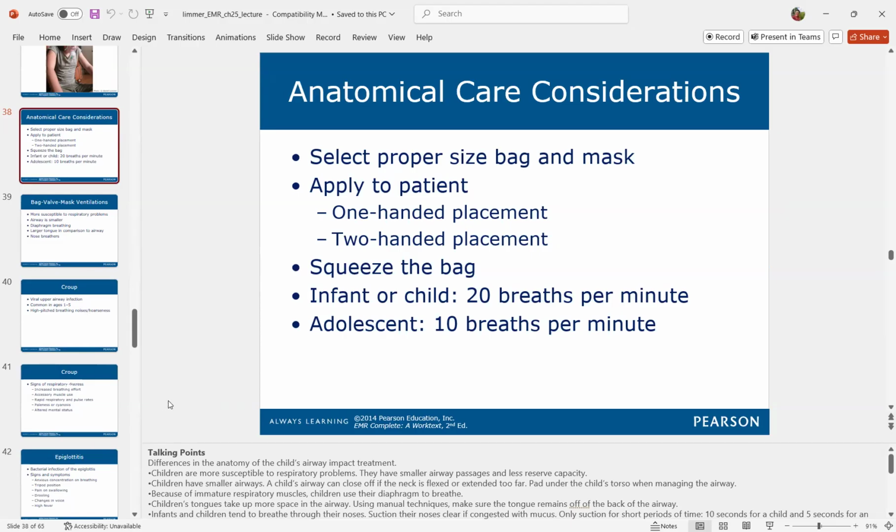Children's tongues take up more space in the airway. Using manual techniques makes the tongue remain off the back of the airway. So our head tilt chin lift or our jaw thrust is going to move that tongue out of the way to actually open the airway up.